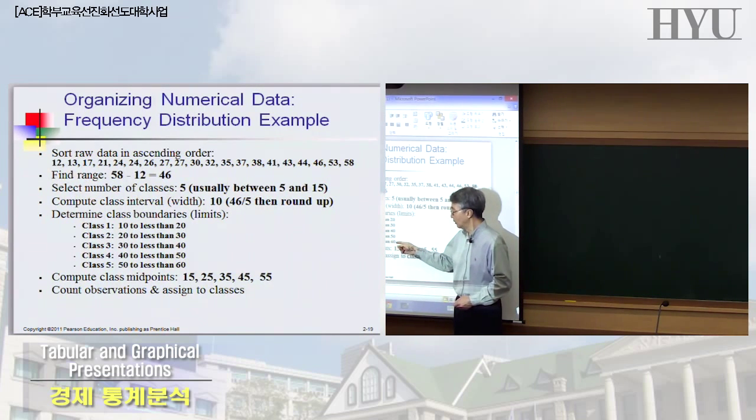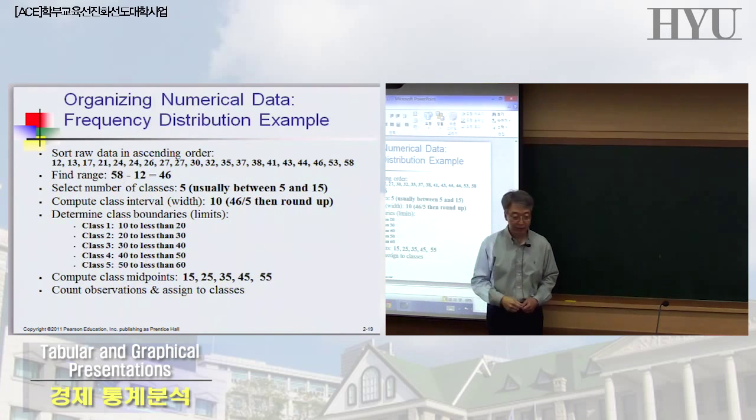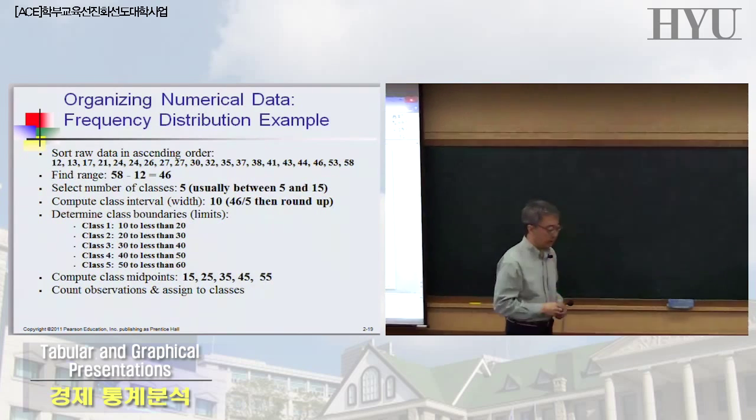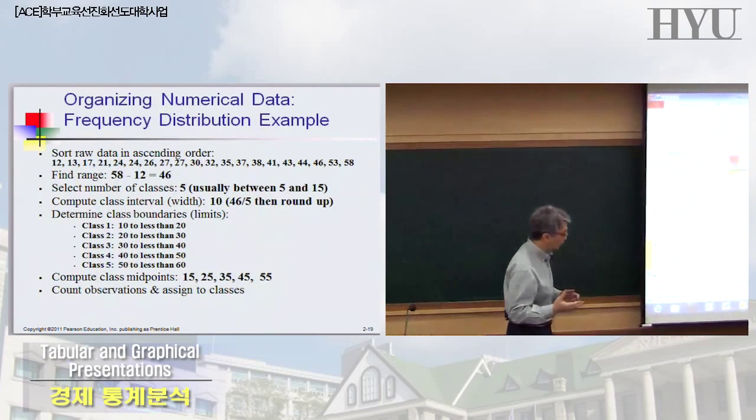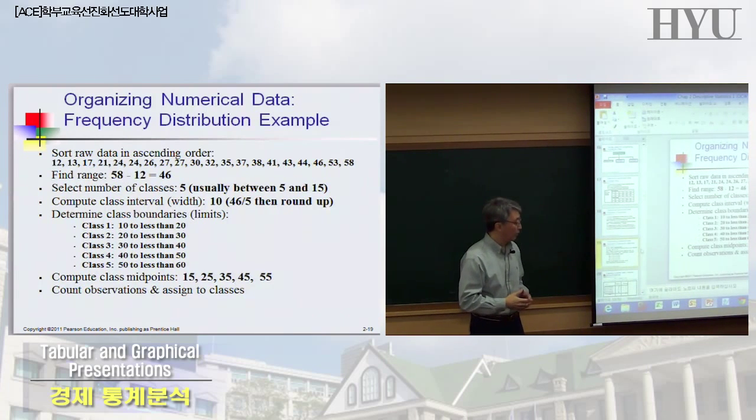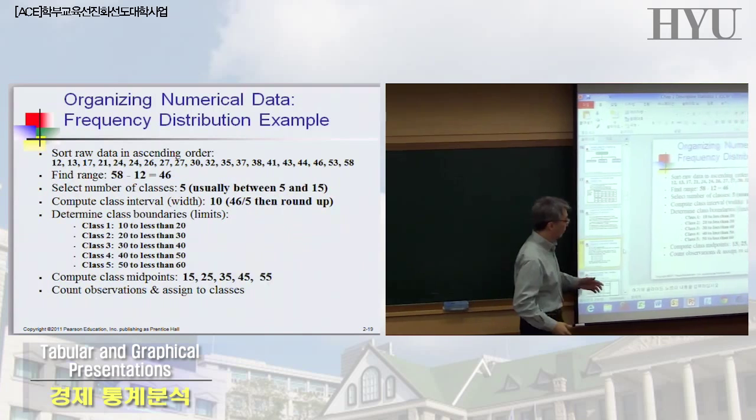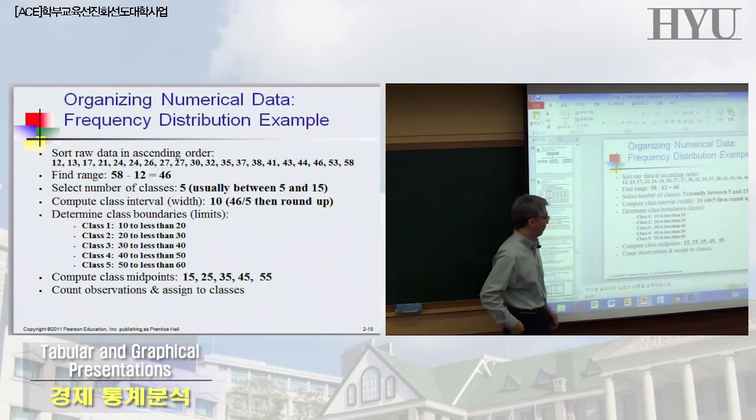Then the last class will end at less than 60. And obviously that covers our largest number, which is 58. So this setup will work.